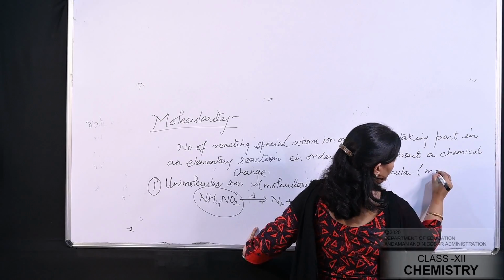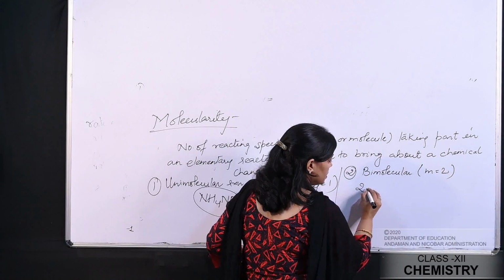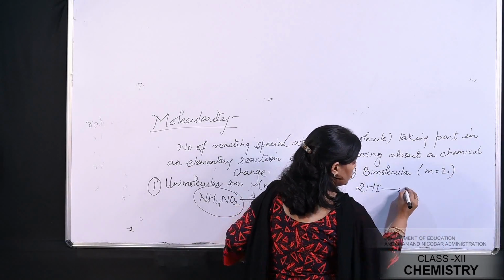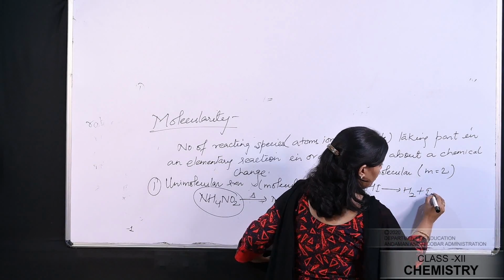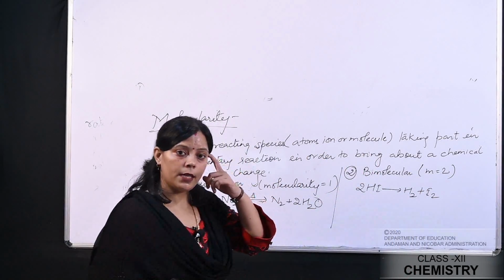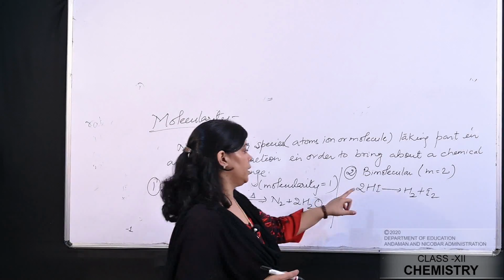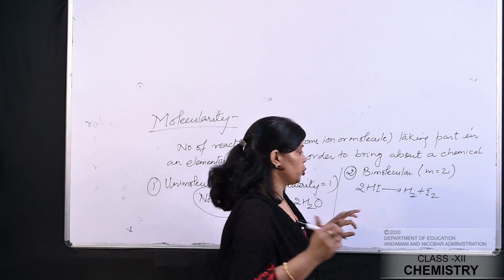When the molecularity is 2, the example is the thermal decomposition of hydrogen iodide to give hydrogen and iodine. This is an example of a bimolecular reaction. Here the number of reacting species is 2.